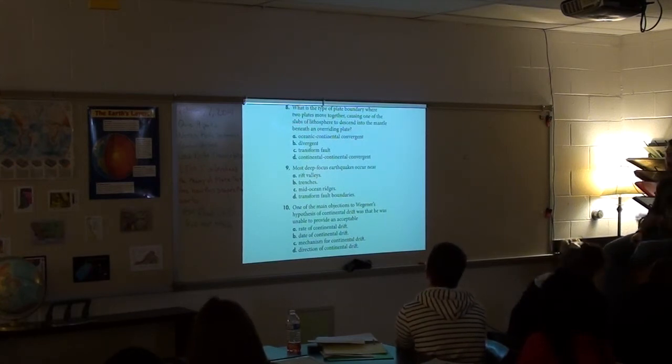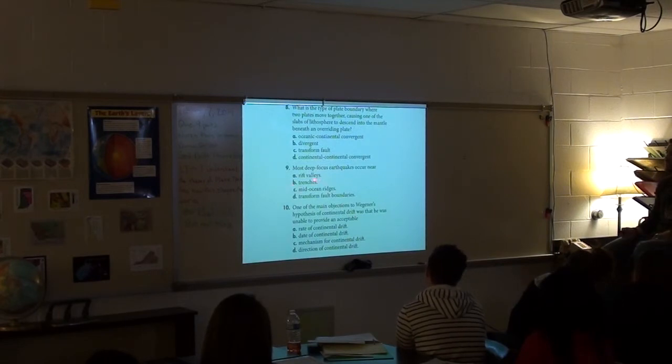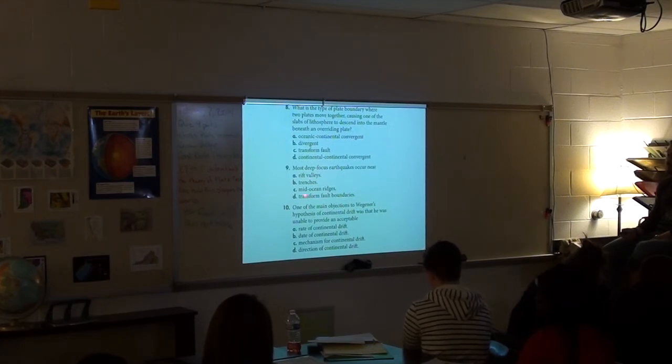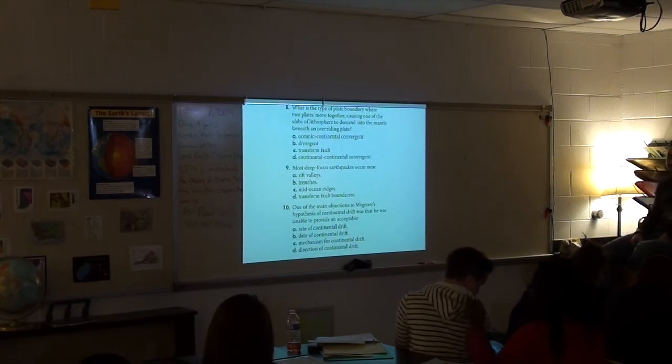Most deep focus or really deep earthquakes occur near what? Trenches. Hey guys, look at this. Mid-ocean ridge, divergent. Rift valley, divergent. Transform fault, divergent. That leaves only one that's different.